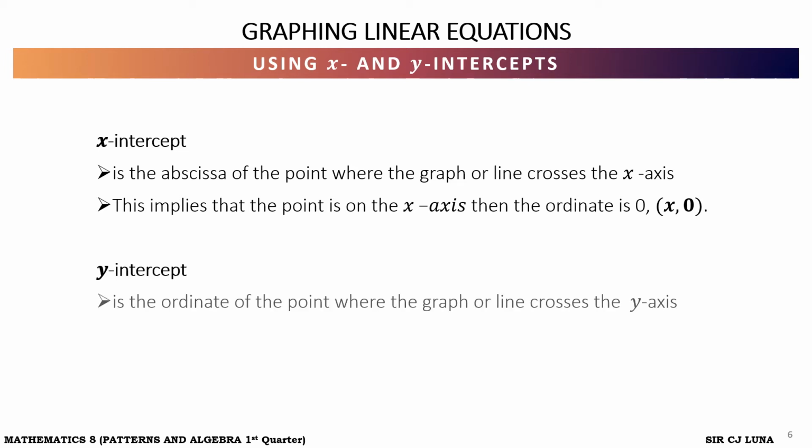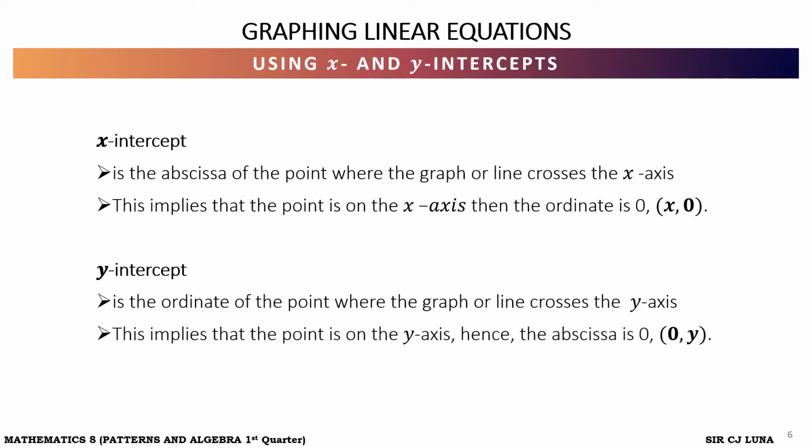Ang y-intercept naman, ito yung ordinate ng ating point, kung saan siya nag-cross dun sa y-axis. Ibig sabihin, ang x mo dito ay 0. Okay? So, the x and y intercepts of the line could represent 2 points, which are x, 0 and 0, y. So, the intercepts are enough to draw the graph of a linear equation.